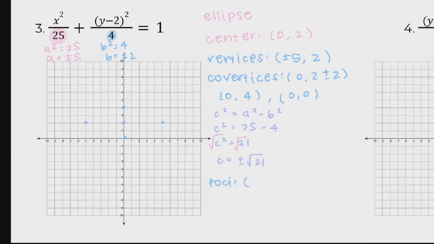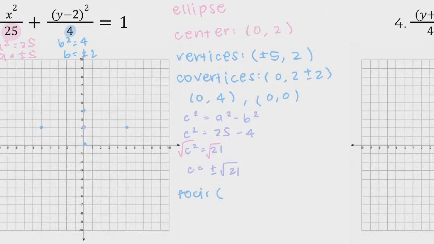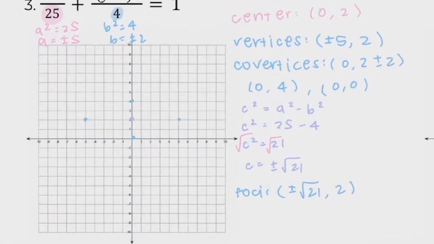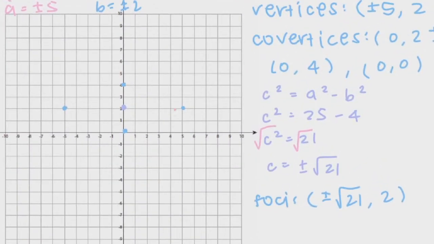And since the vertices are on the x-axis, we're going to change the x coordinates from the center. So it's going to be 0 plus or minus rad 21, 2. And rad 21 is about 4.583. So the foci will be right about here.